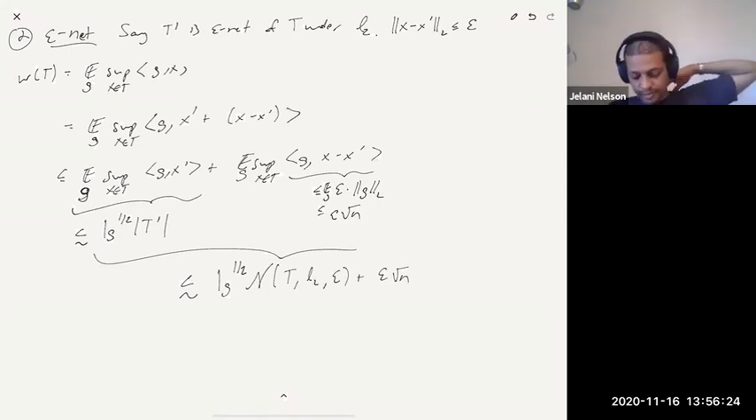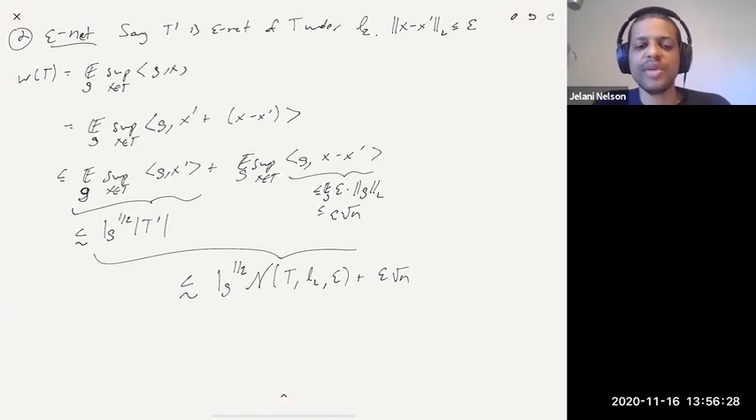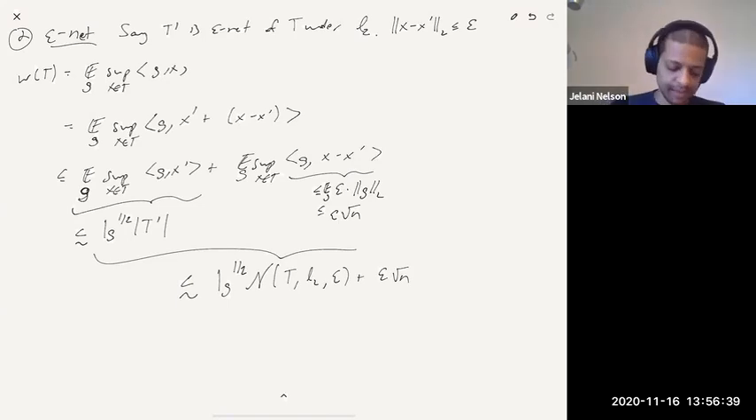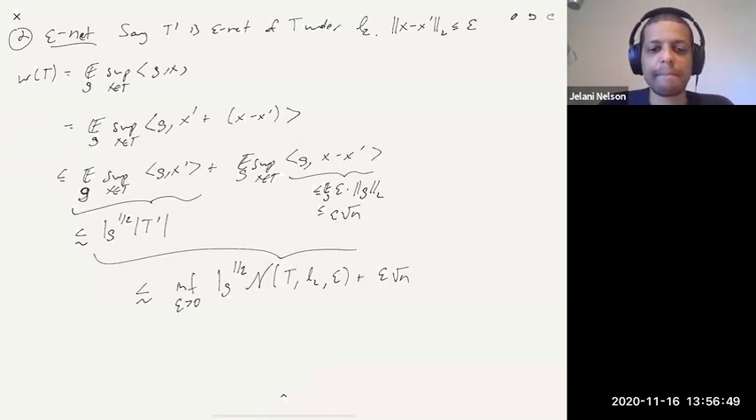Right, so remember capital N is called the covering number or the entropy number. What this means is, what's the smallest size of an epsilon net of T under L2? And what's epsilon? Well, epsilon could be anything. We can choose epsilon to optimize this. So this is at most the inf over all epsilon. We can choose epsilon to minimize this expression.